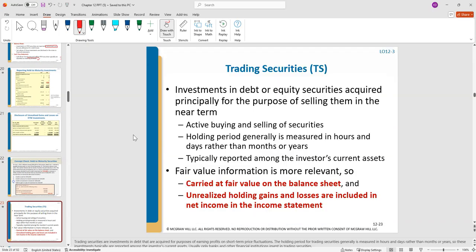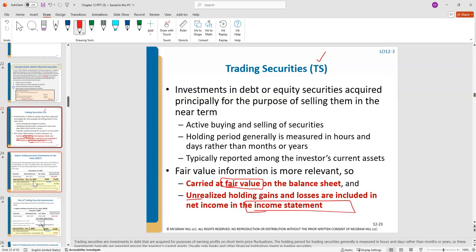So that's one of three. That's the held to maturity, the Charizard. We plan on holding that till the end. Now we're looking at the Pikachu, the trading security. I buy this bond, but I'm really planning on selling it in the near term. In this case, we're going to account for it on the balance sheet at fair value, and those unrealized gains and losses are going to go on the income statement.